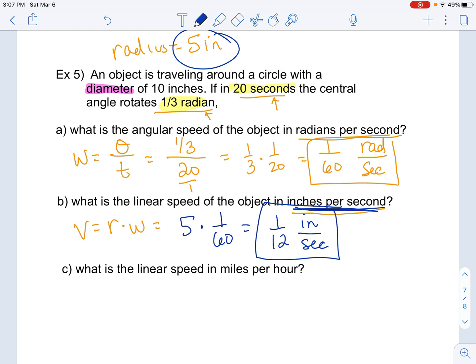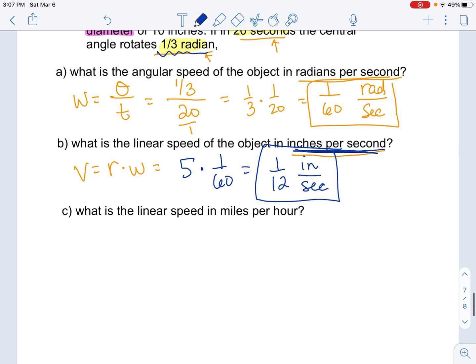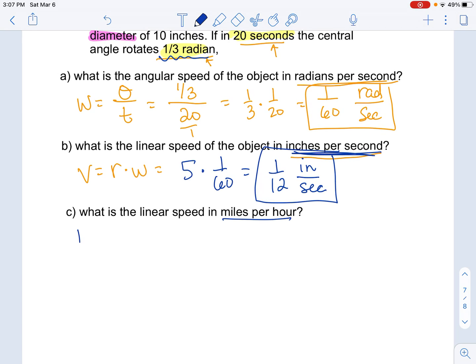Okay, again, it doesn't have a pi in it because way back in the beginning, it was just 1/3 of a radian, not 1/3 of a circle, 1/3 of a radian. It gave me that angle measure right away. All right, so the last question says, take that linear speed that you found in part B, but switch it into miles per hour, right? Inches per second doesn't mean a whole lot to you. So I want to take 1/12 inches per second, and I want to change it to miles per hour.